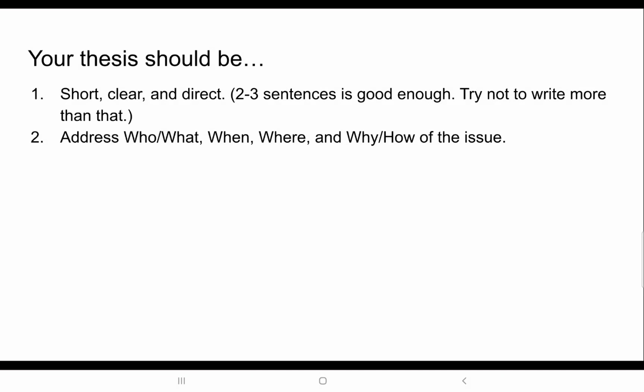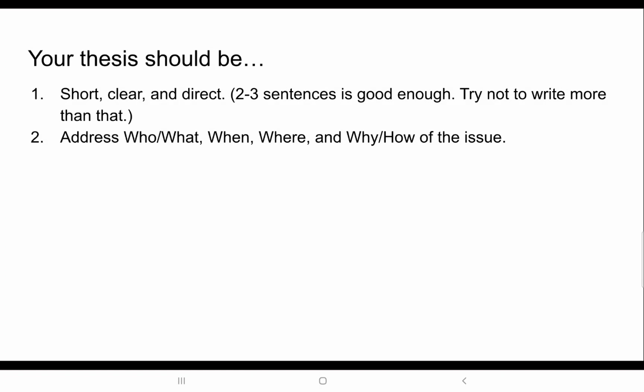Alright, so just to review our previous lesson a little bit, your thesis should be short, clear, and direct. Around 2 to 3 sentences is good, just try not to write more than that. You already have a lot to write. And your thesis should address the who, what, when, where, and why or how of the issue.